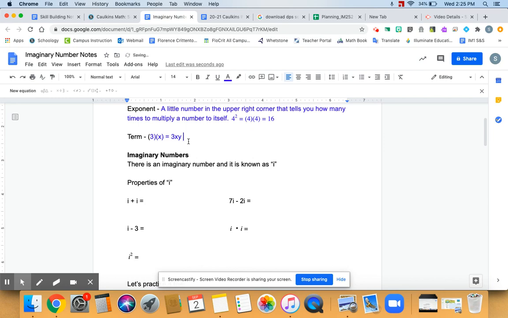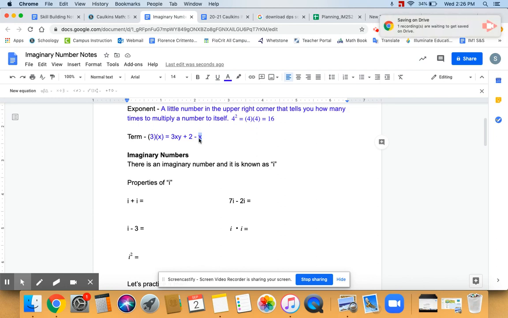However, let's say I wanted to add something on, like a 2. Well, anything you add on is not part of the same term. A plus sign will separate terms. So this is one term, and this is one term. A minus sign also separates terms. So this is one term, and this is another term.